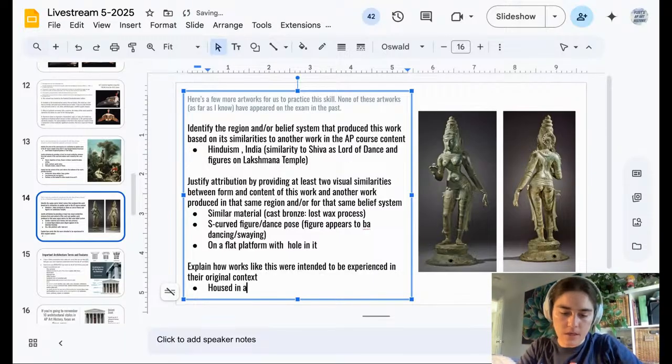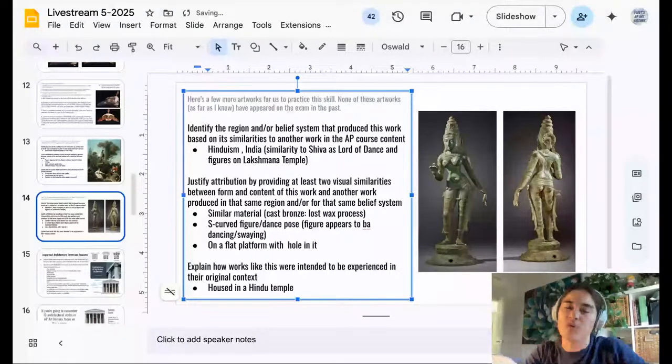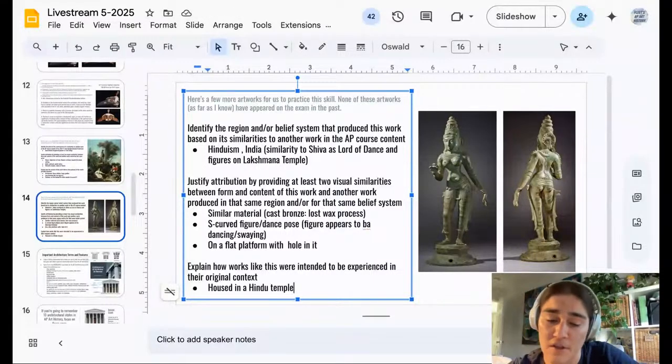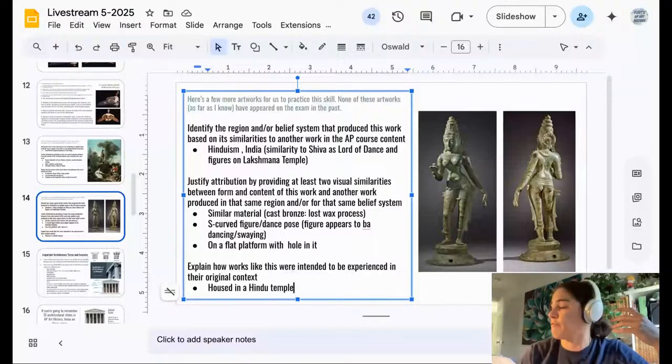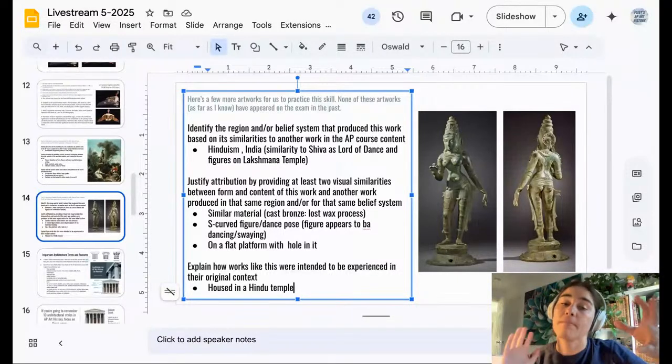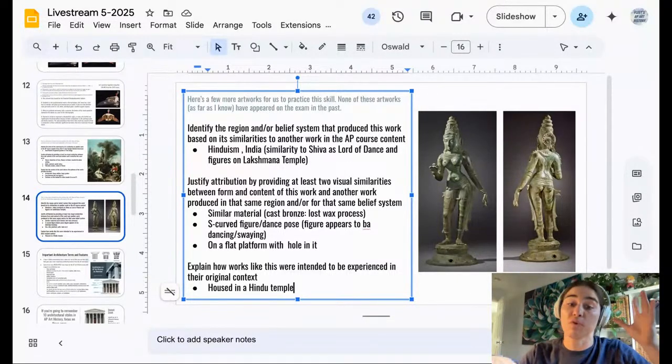So housed in a Hindu temple. And then it's also important to remember that these statues, as we see them in museums, are very different from how they're presented in their original context. Oftentimes, they would be covered in cloth or have flowers or pigments applied to them or some sort of offerings.